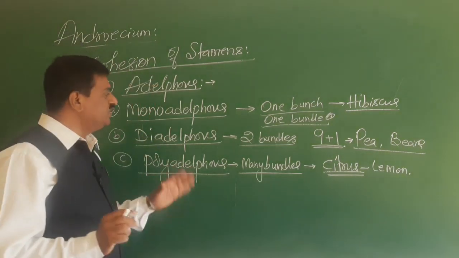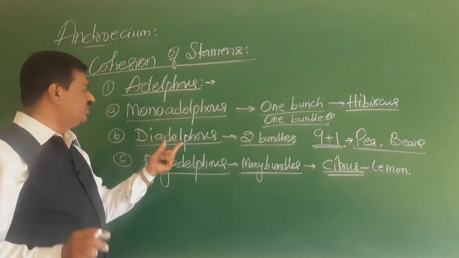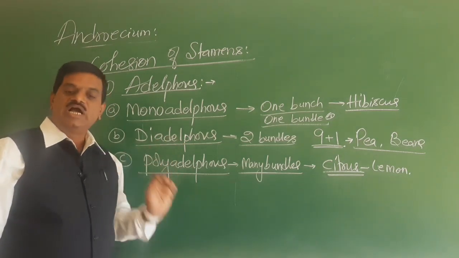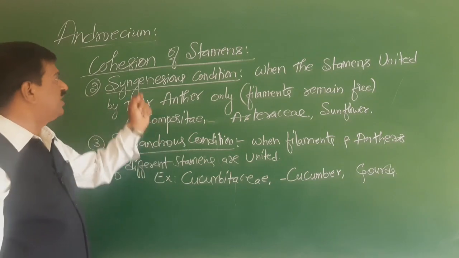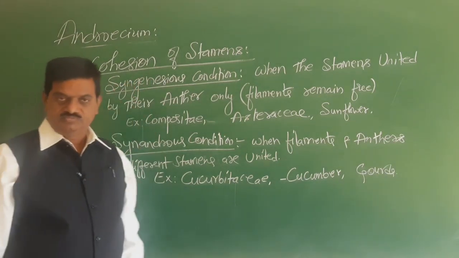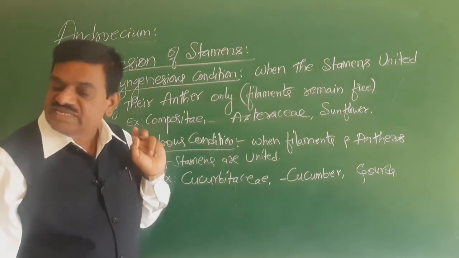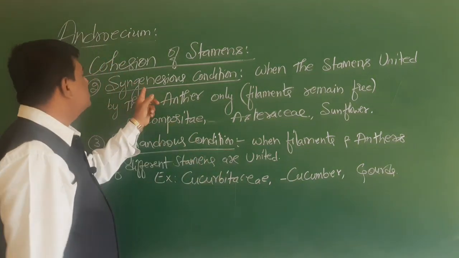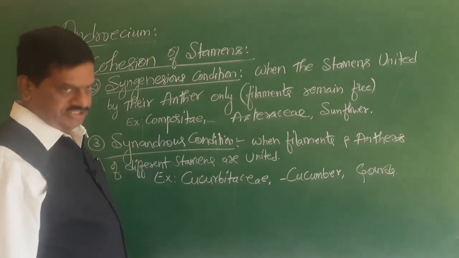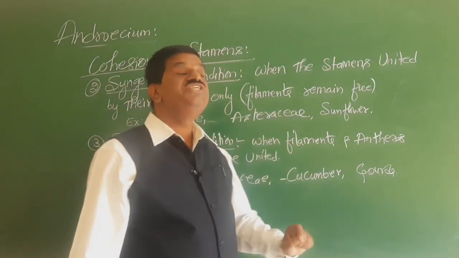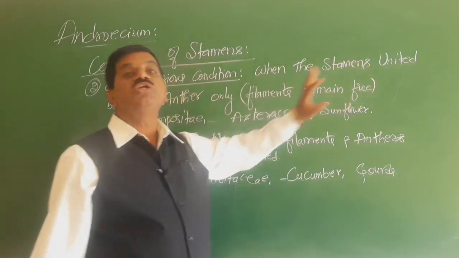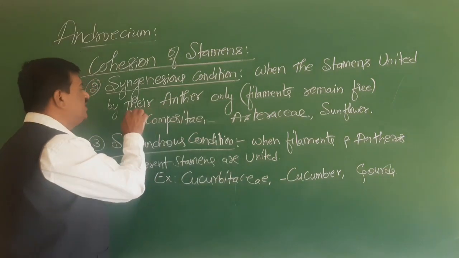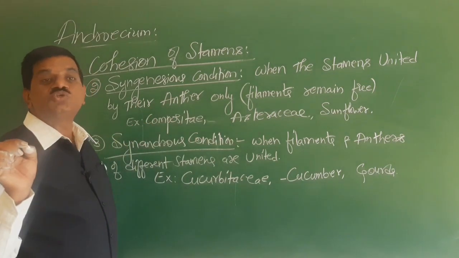So based on the adelphous condition, there are 3 types: monoadelphous, diadelphous and polyadelphous. So we are going for the next one. One is adelphous, the second one is syngenesious condition. The word syngenesious condition: we know here that the stamens are united by their anthers only.